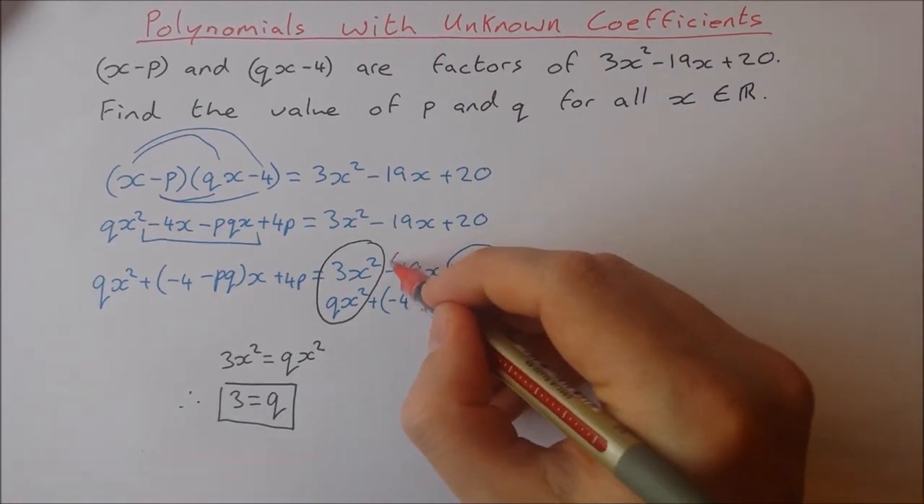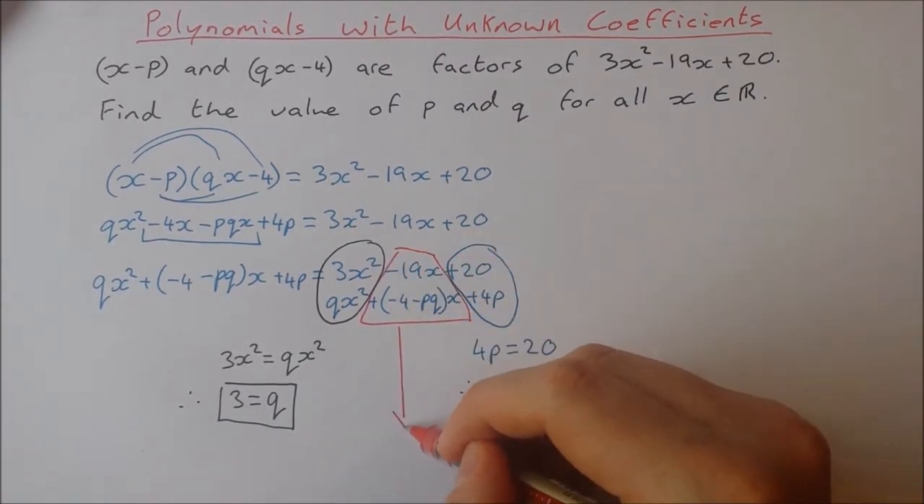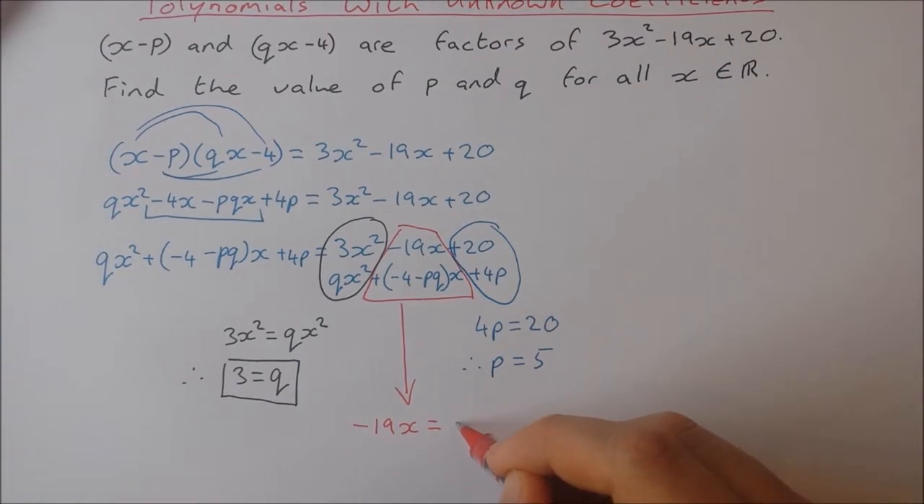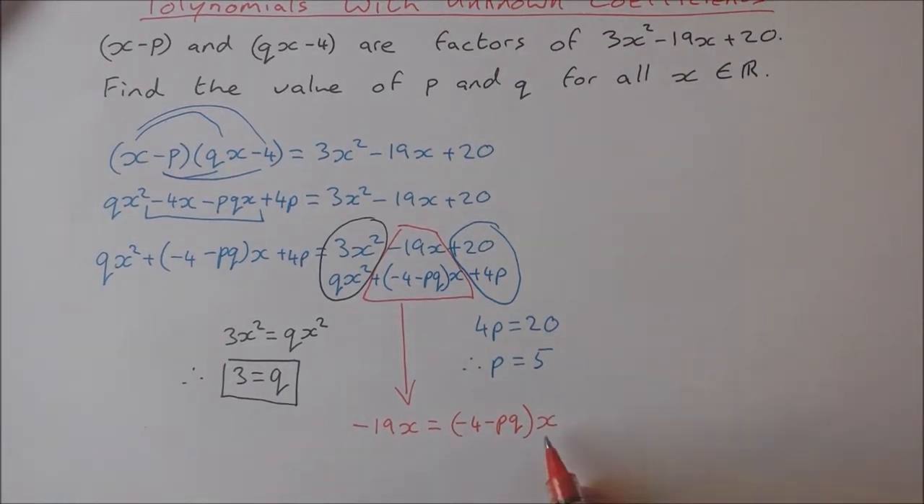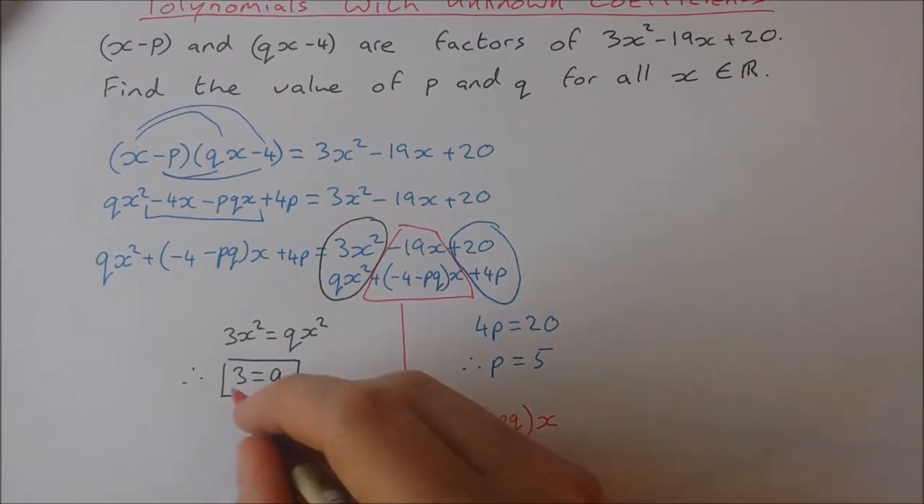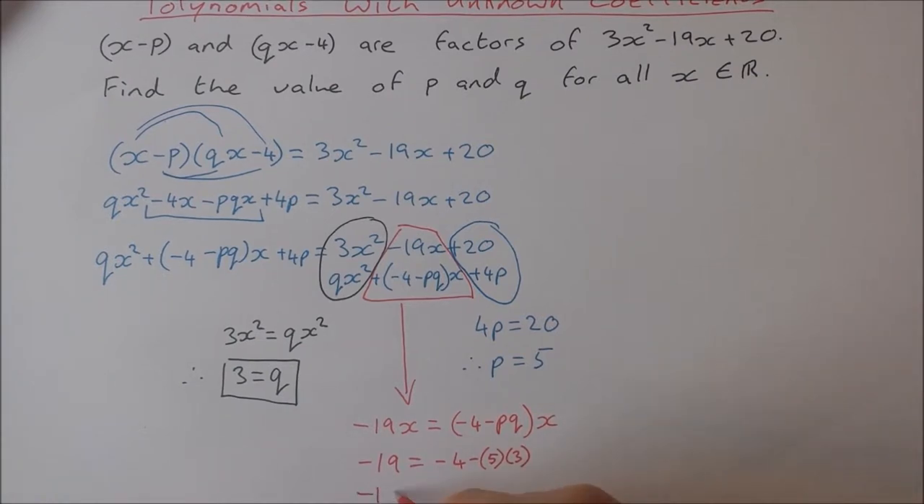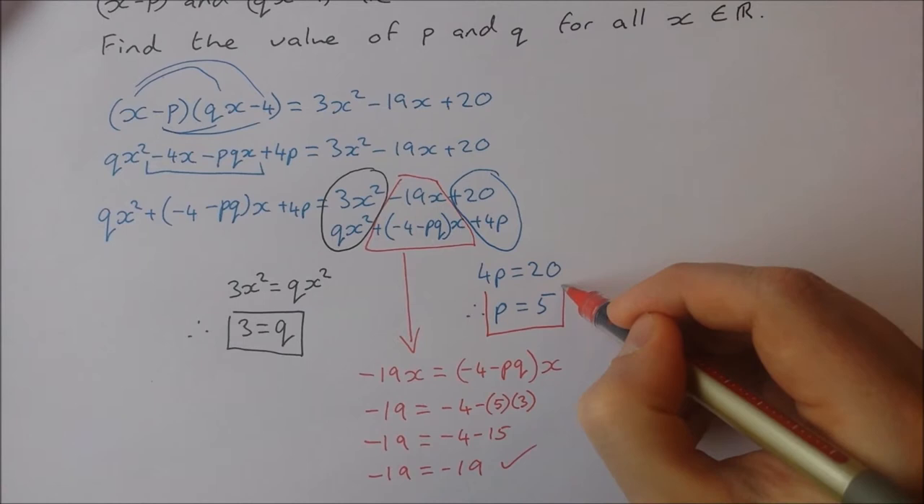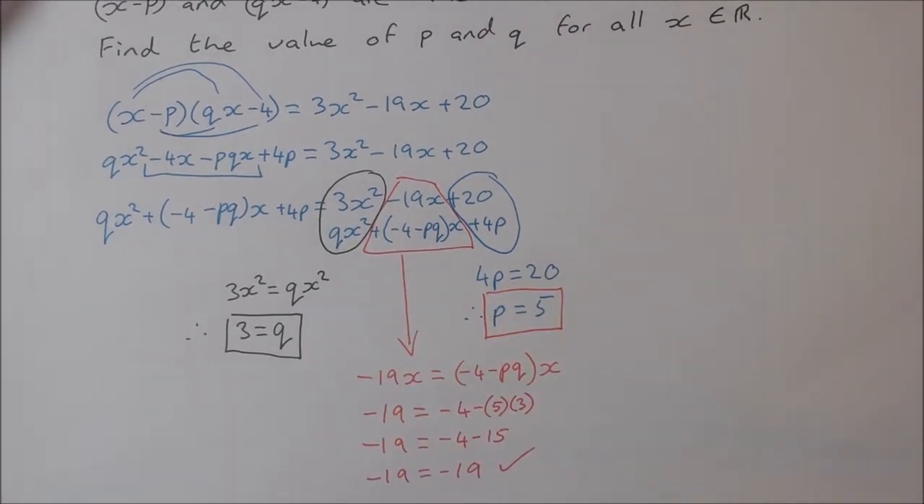Now the same must hold true for the x terms. So let's have a look at this now and see if it works. Minus 19x should be equal to minus 4 minus pq times x. I can divide both sides by x to get minus 19 equals minus 4 minus, now I'm going to sub in p and q. p is 5, q is 3. Minus 19 equals minus 4 minus 5 times 3, which is 15. Minus 19 is equal to minus 19. That's true, so I know that my values for p and q are correct. p is equal to 5, q is equal to 3.